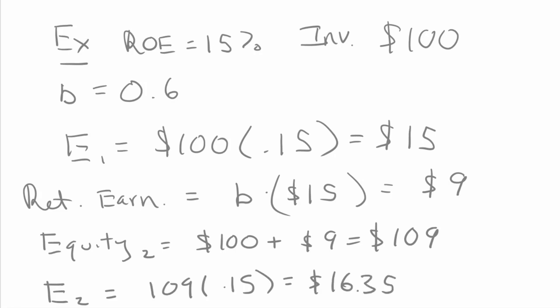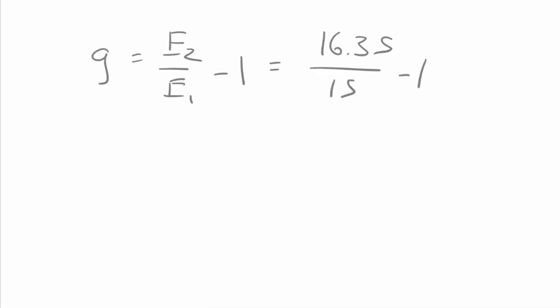So you'll notice that the growth rate, G, in earnings equals 16.35 over 15 minus 1, or 9%. That 9% is equal to B times ROE, 0.6 times 0.15.